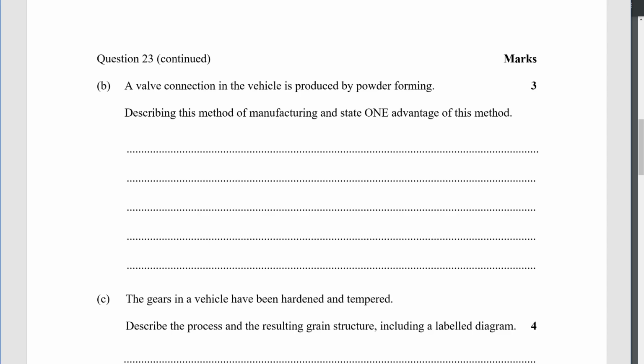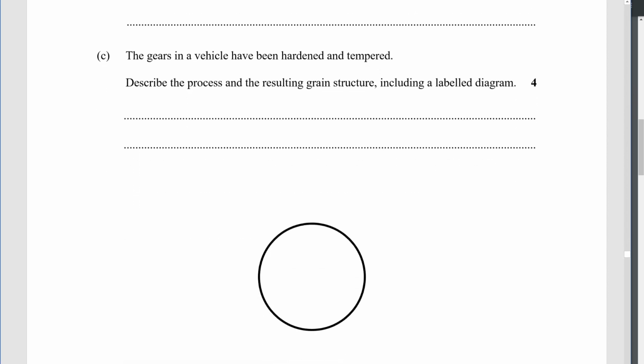Okay, the gears in a vehicle have been hardened and tempered. Describe the process and the resulting grain structure, including a labeled diagram. Okay, so describe the process of hardening and tempering. First of all, we heat to red hot or 100% austenite or 100% gamma steel if you don't want to spell austenite. Remember, it's red hot, 10 out of 10 hot. And then we're going to cool rapidly by quenching in oil, or in oil is fine.